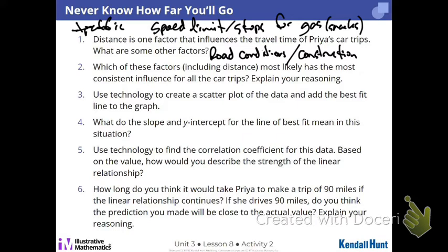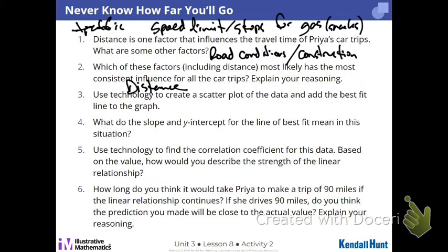Speed limit? Or just how fast you're driving in general. Traffic? Stops? I think it's just how fast the car goes. I think it's distance. Including distance. Yeah, I think distance is probably the biggest factor. So in general, bring it back, Emmett. In general, the further you have to drive, the longer it takes.